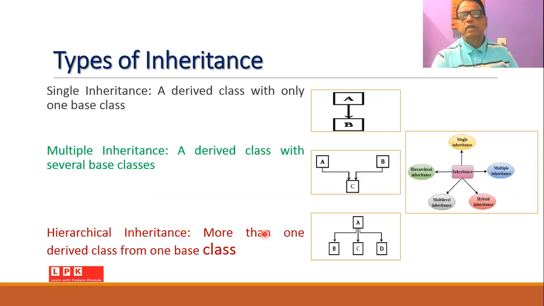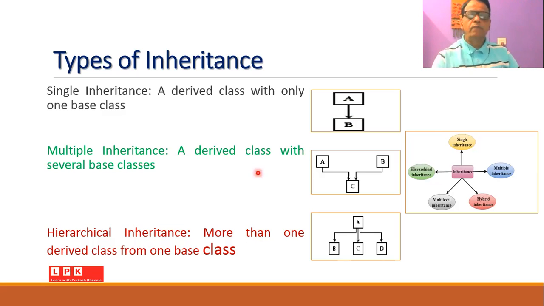There are different types of inheritance. Inheritance can be classified into single inheritance, multiple inheritance, hybrid inheritance, hierarchical inheritance, and multi-level inheritance. In single inheritance, we have one base class, and from the base class we have one derived class, and therefore this is called single inheritance or simple inheritance. So if there is a base class A, and from the base class A we derive the class B, that is single inheritance.